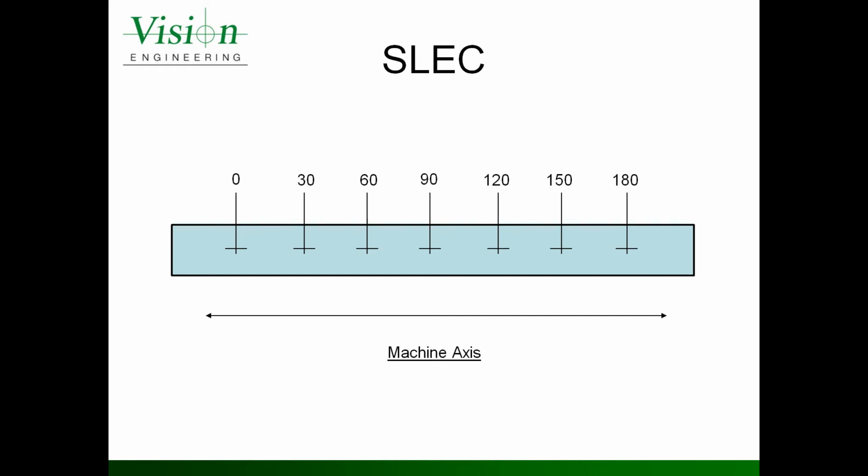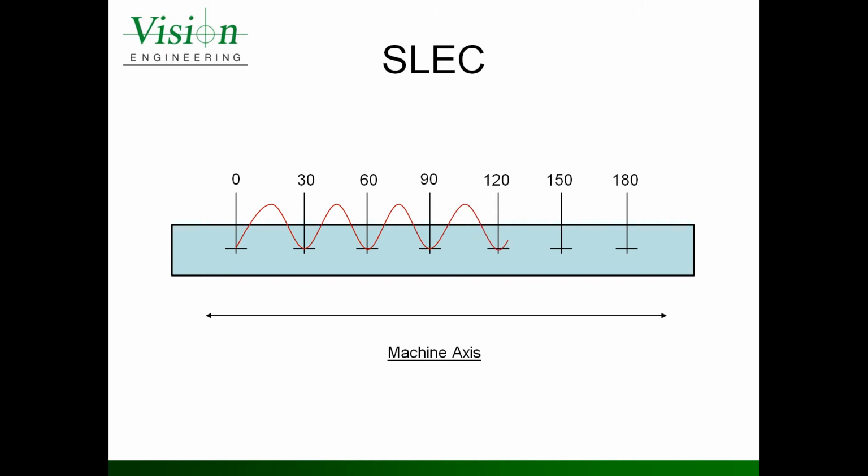SLEC, segmented linear error correction, is where a segmented length is placed parallel to the machine axes being calibrated. This segmented length can be a step gauge, stack gauge, or as in this case, a glass slide with certified chrome on glass markings. Each segment is then measured by the machine being calibrated. The difference between the certified values and the measured values of each segment is entered into the machine readout or computer system as calibration data.